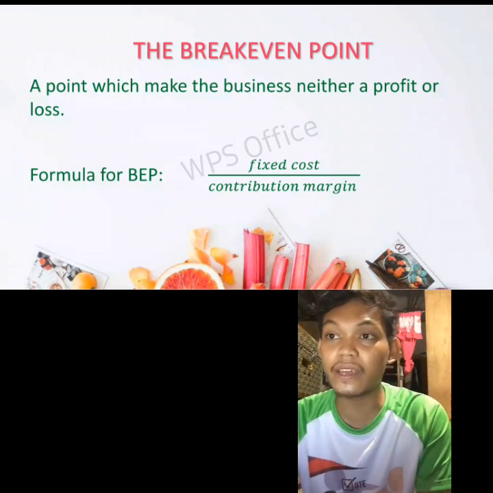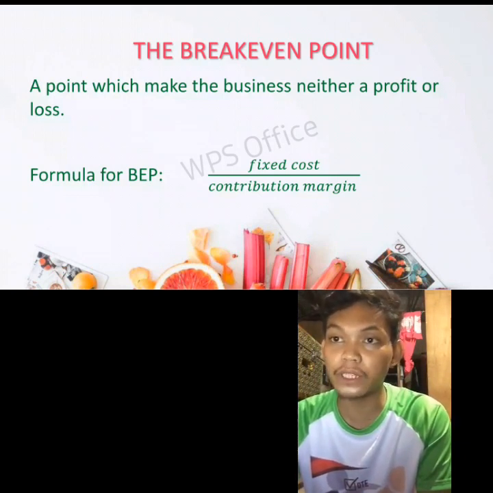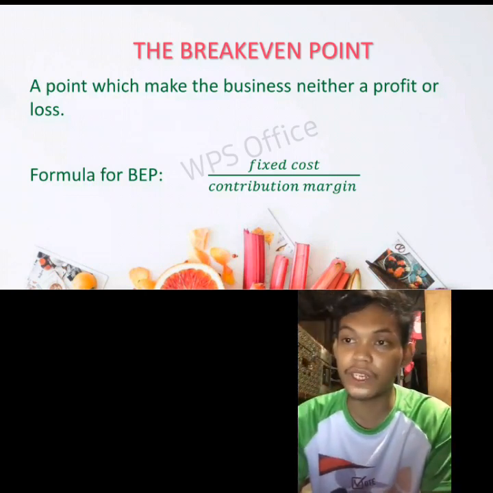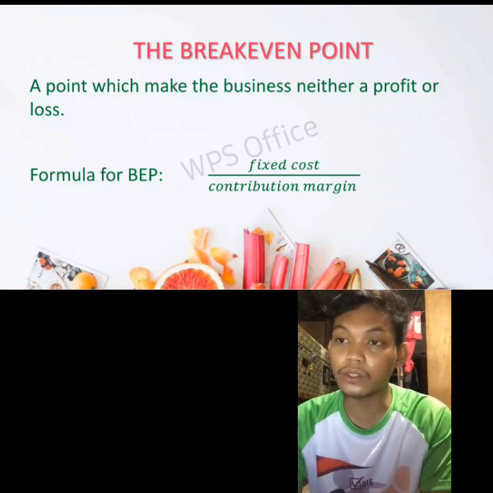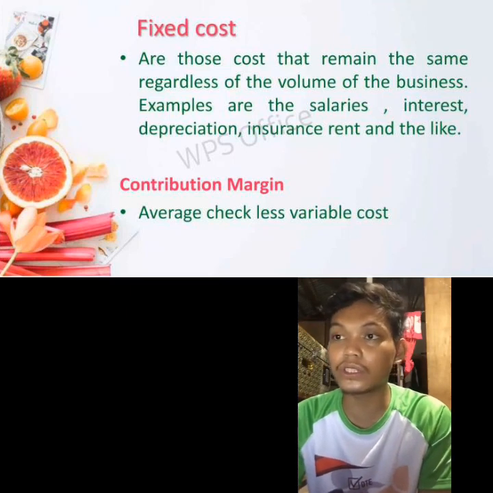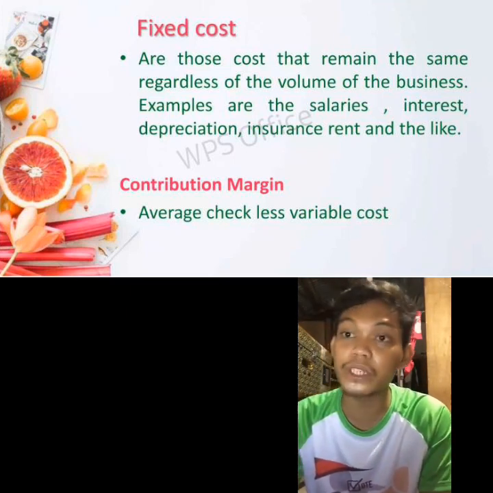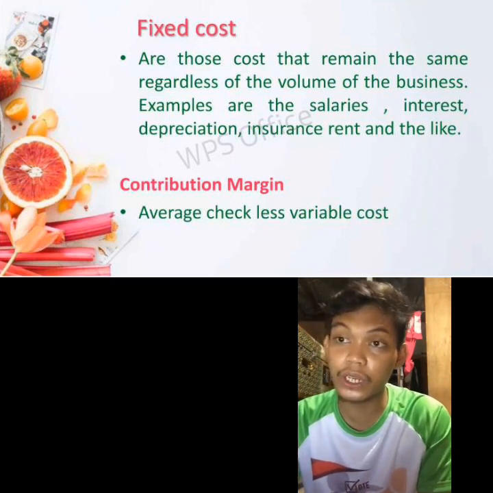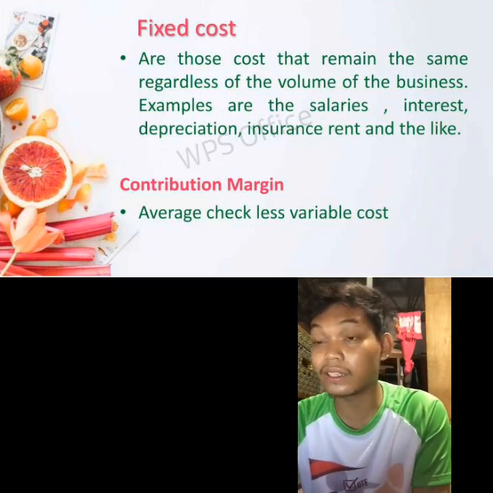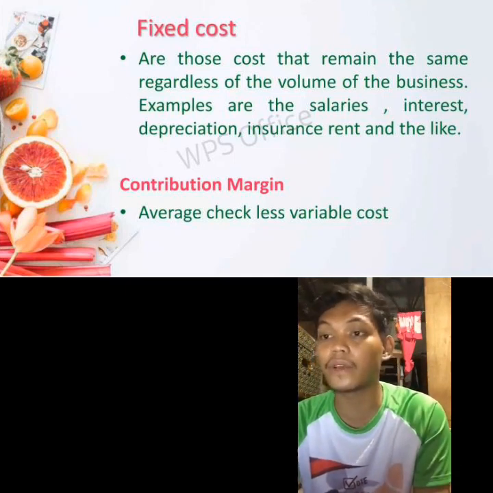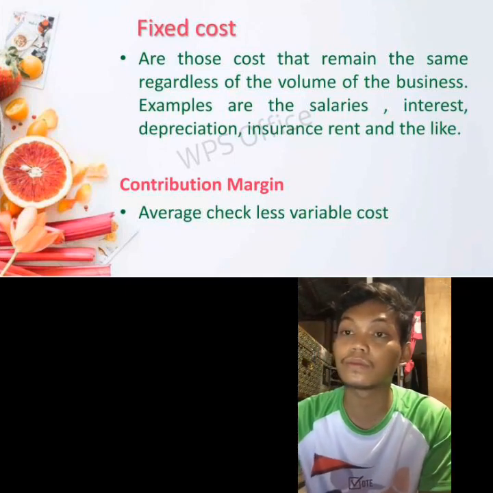Next is the break-even point, a point which makes the business neither a profit nor a loss. The formula for BEP, or break-even point, is fixed cost divided by the contribution margin. Fixed costs are those costs that remain the same regardless of the volume of the business. Examples are salaries, interest, depreciation, insurance, rent, and many more. Contribution margin is the average check less the variable cost.